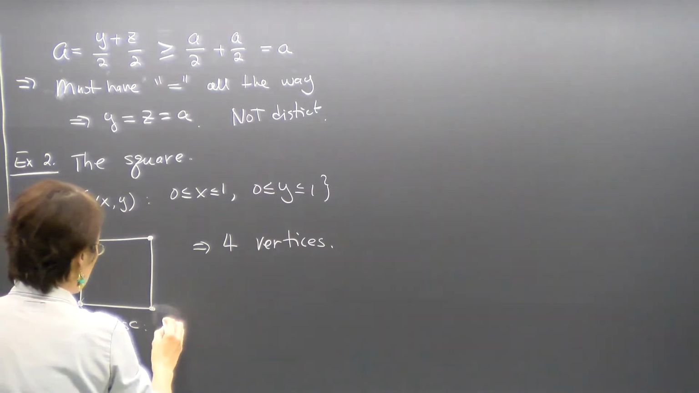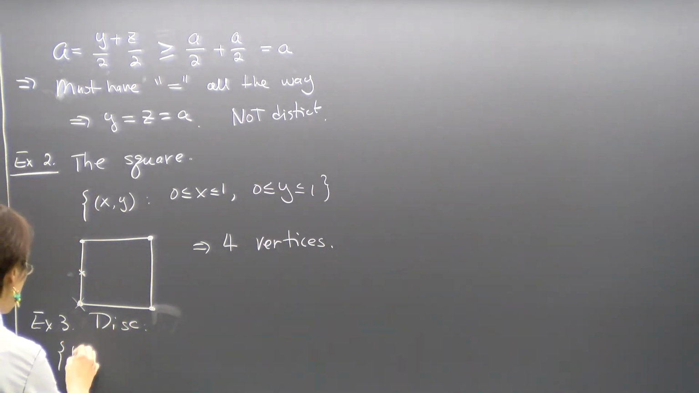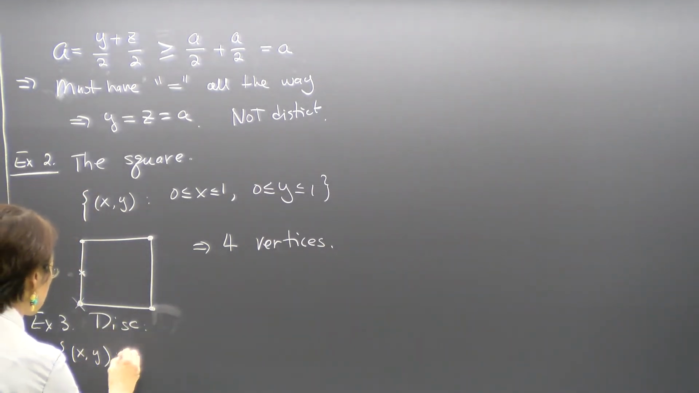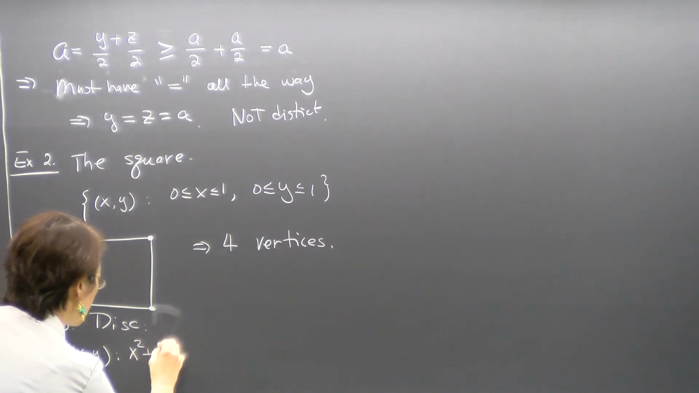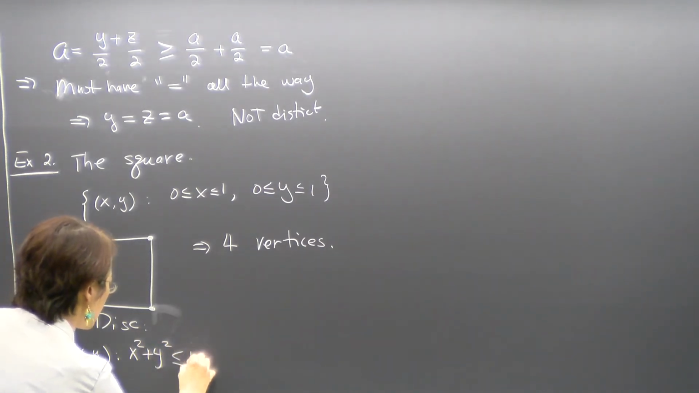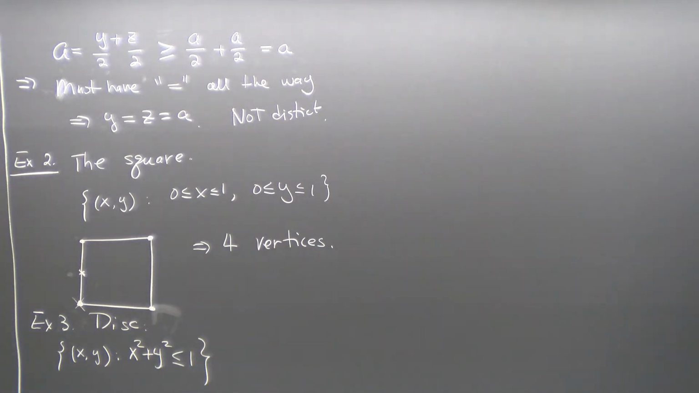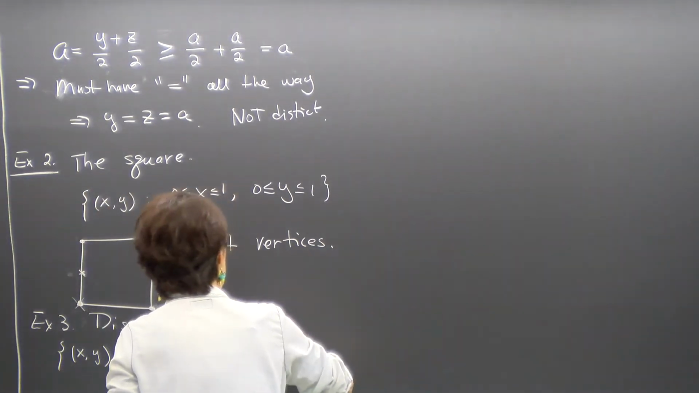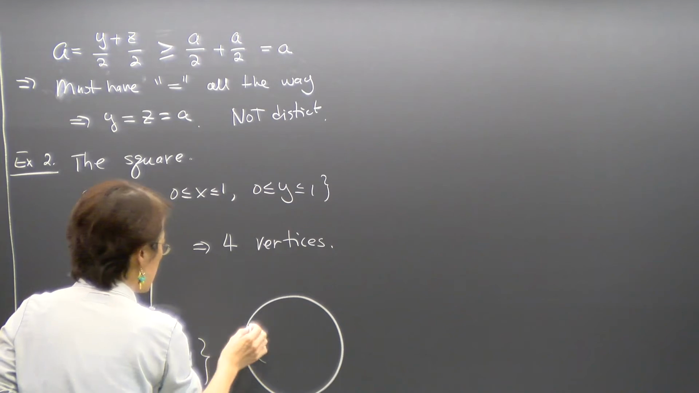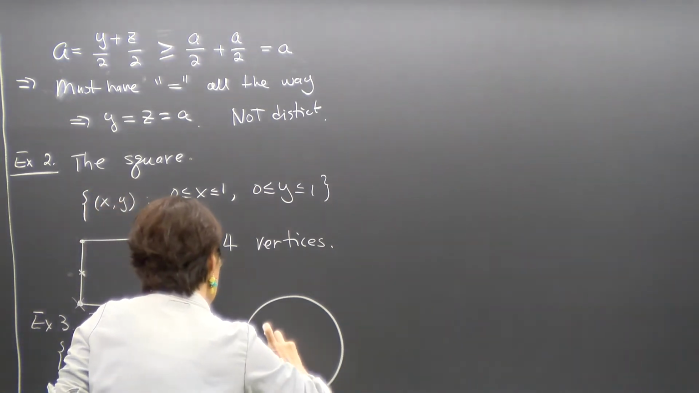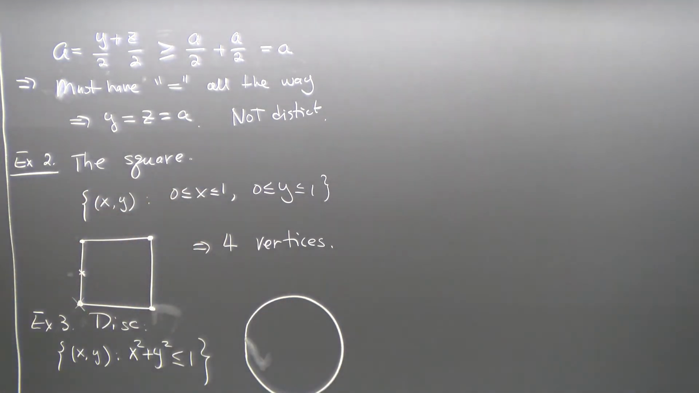The next example, example 3, we will visit the disk. So the unit disk is the set of (x, y) with x squared plus y squared less than 1. Okay, that's just the definition. And I'm just going to draw a disk. Pretend that's a nice disk. Is that good enough? The unit disk border is a circle centered at the origin. Do we find any vertices here? Are there any? How many?